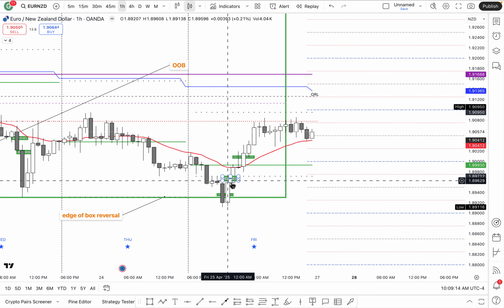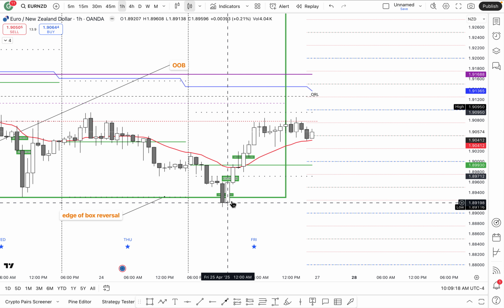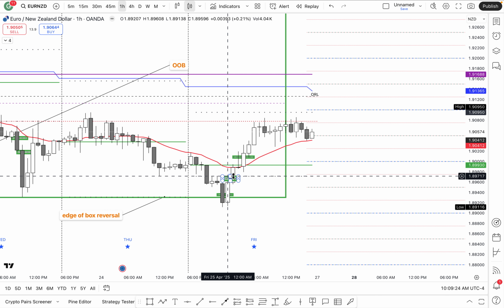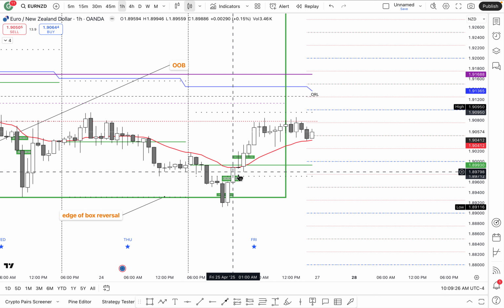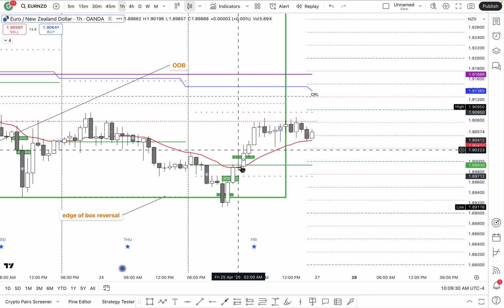Al Brooks will say what? Buy above bull bars closing near their highs. If this is a false break reversal, are bull bars closing near their highs? After the first bull bar, we have a bull bar closing near its high. Do we have another bull bar closing near its high? Yes, we have another bull bar closing near its high.